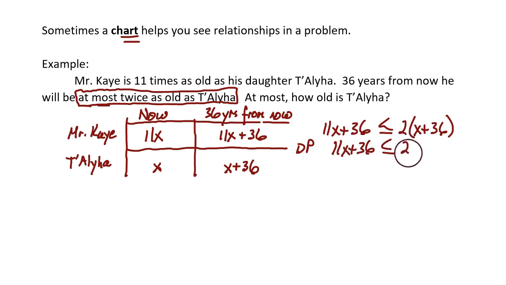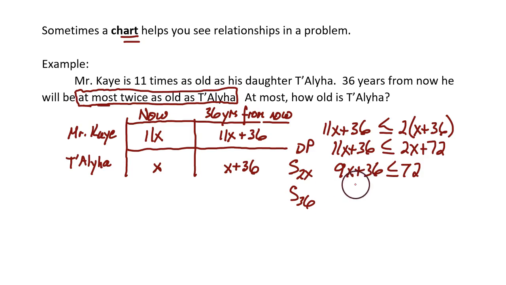2 times x is 2x, and 2 times 36 is 72. Next, subtract 2x from both sides. That makes 9x plus 36 is less than or equal to 72. Next, subtract 36 from both sides. 9x is less than or equal to 36. And then divide by 9. We get x is less than or equal to 4.